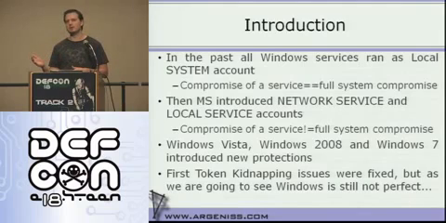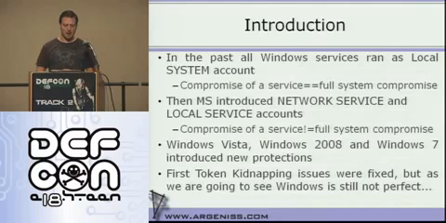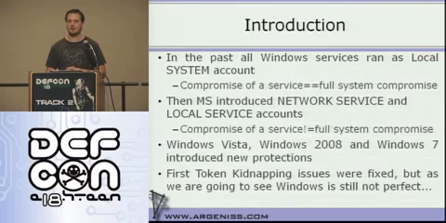Then, with Windows 2003 and XP, Microsoft introduced a couple of new user accounts called Network Service and Local Service. These accounts have restricted privileges. They have fewer privileges than the local system account. So in theory, they started to run some system services under these accounts, so that when one of these services was exploited, that doesn't mean that all the system was going to be compromised.